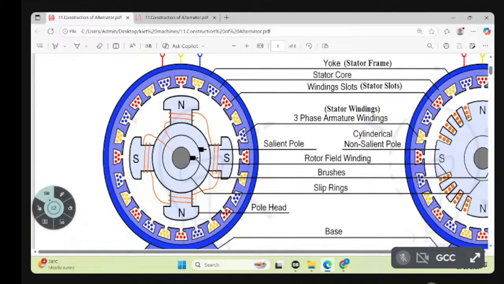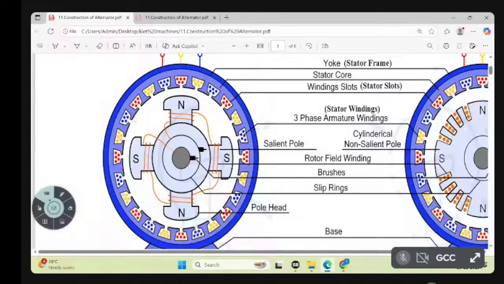These are the conductors. In the conductor only, EMF will be induced. Directly EMF will be induced and we will utilize the energy. So the terminals are R, Y, B. We take out these three terminals and we utilize them. Okay, that is about the stator.